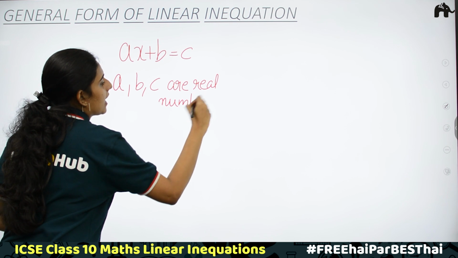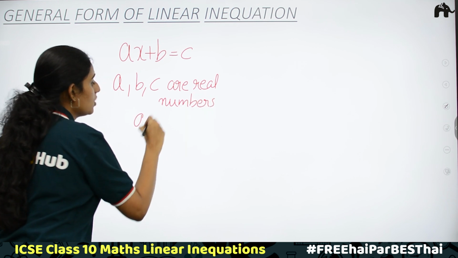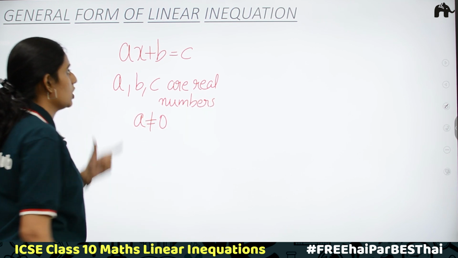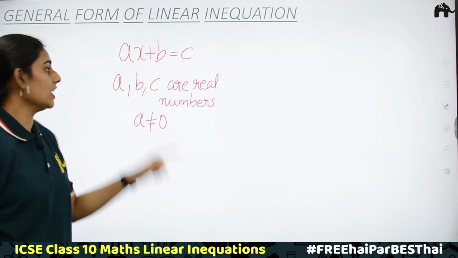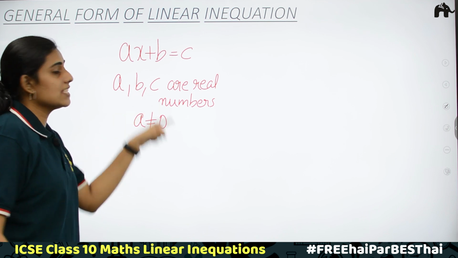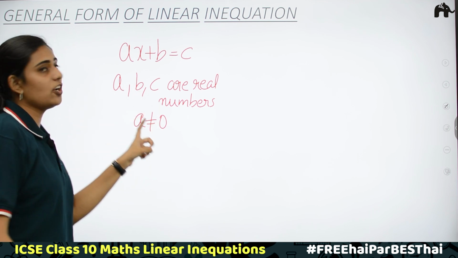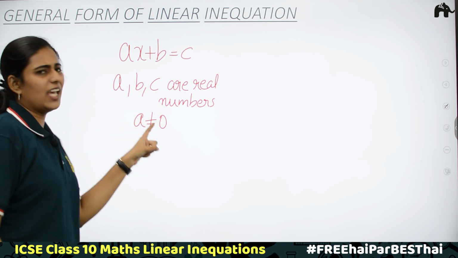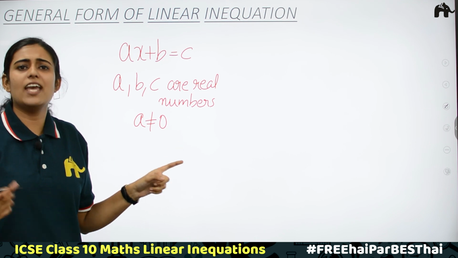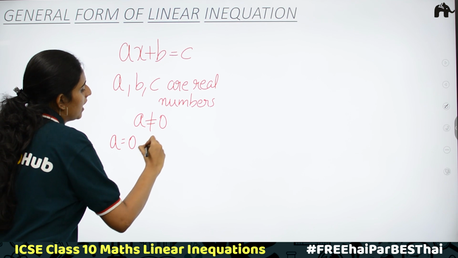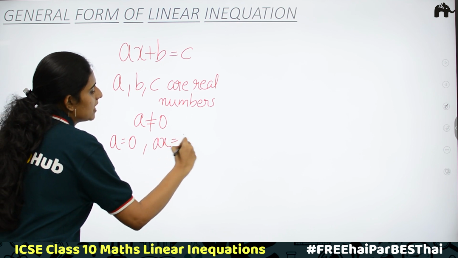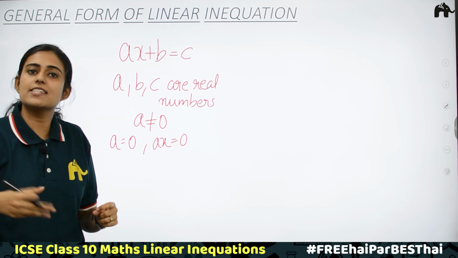A, B, C are real numbers. And one more condition, a not equal to 0. ax + b = c is a linear equation where a, b, c are real numbers and a not equal to 0. Why do we say a not equal to 0? What happens if a is equal to 0? When a is equal to 0, ax will be equal to 0. 0 into x is 0.